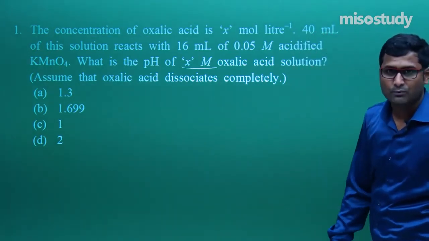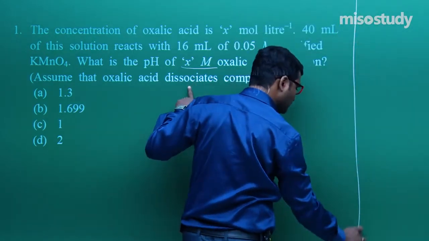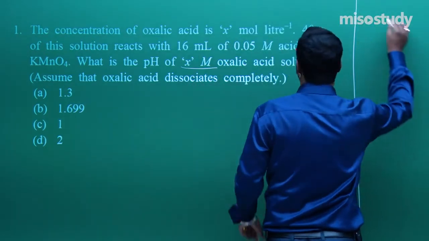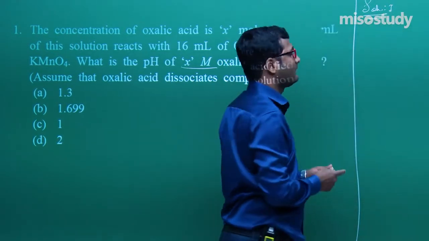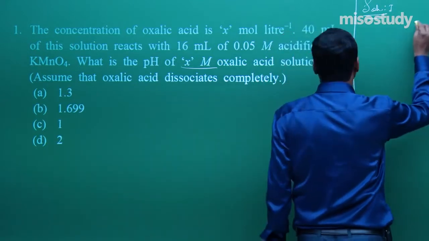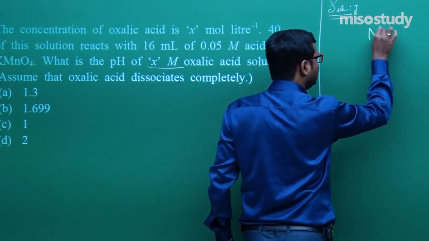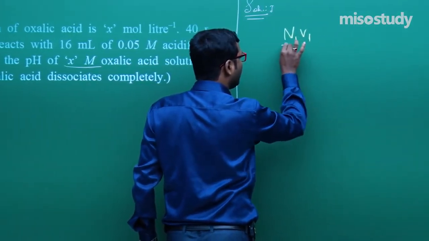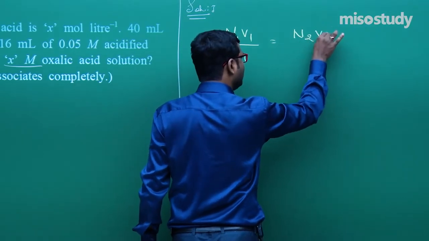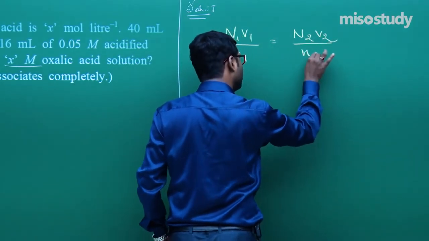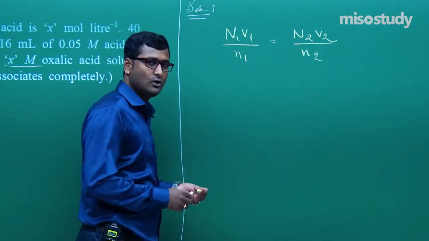So for such a kind of question, what to do first? First we have to write down the equation. Now what is given here? In the first case, that is the KMnO4. We know the formula N1 V1 upon n1 is equal to N2 V2 upon n2.